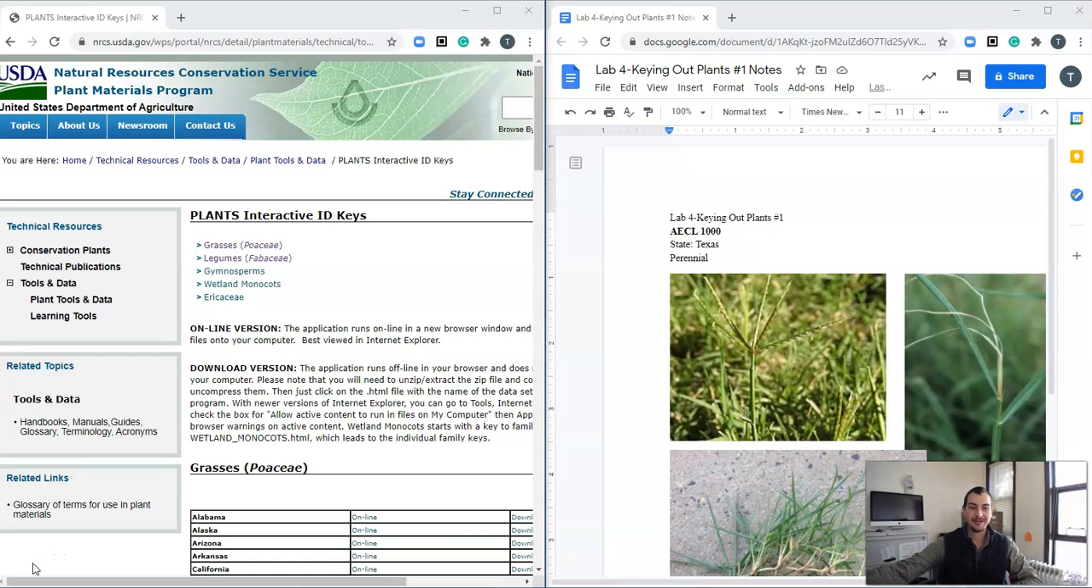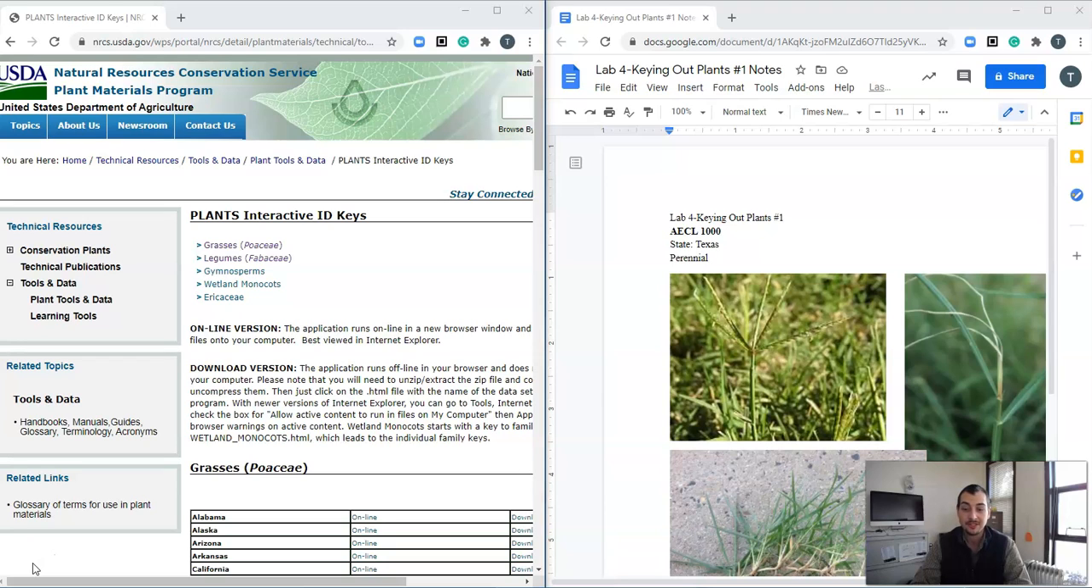Alright, ladies and gentlemen, in this video we're going to be talking about Lab 4. And Lab 4 is going to be keying out plants. I want to preface this lab by saying it's not going to be an easy lab. Identifying plants is actually rather challenging, and it's a skill to develop. But it's a very important skill.